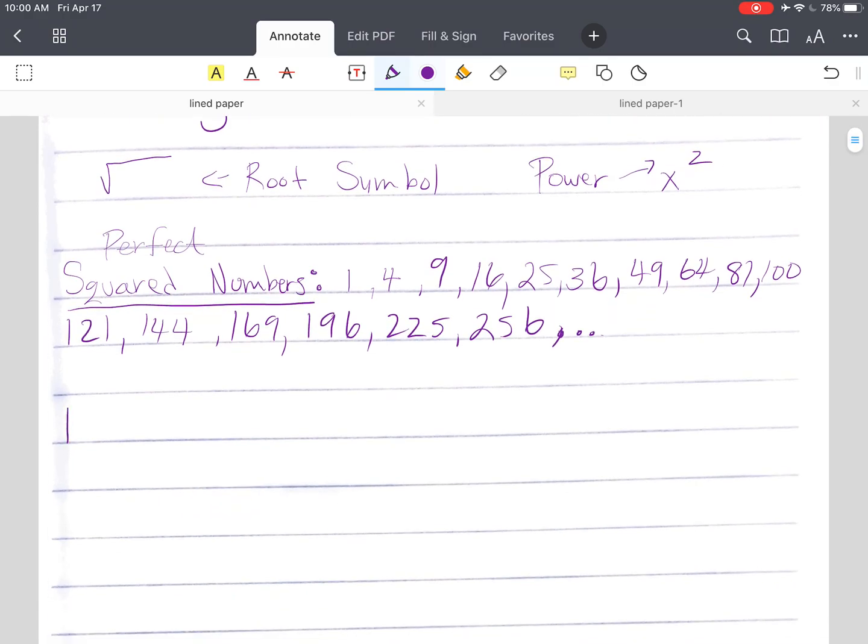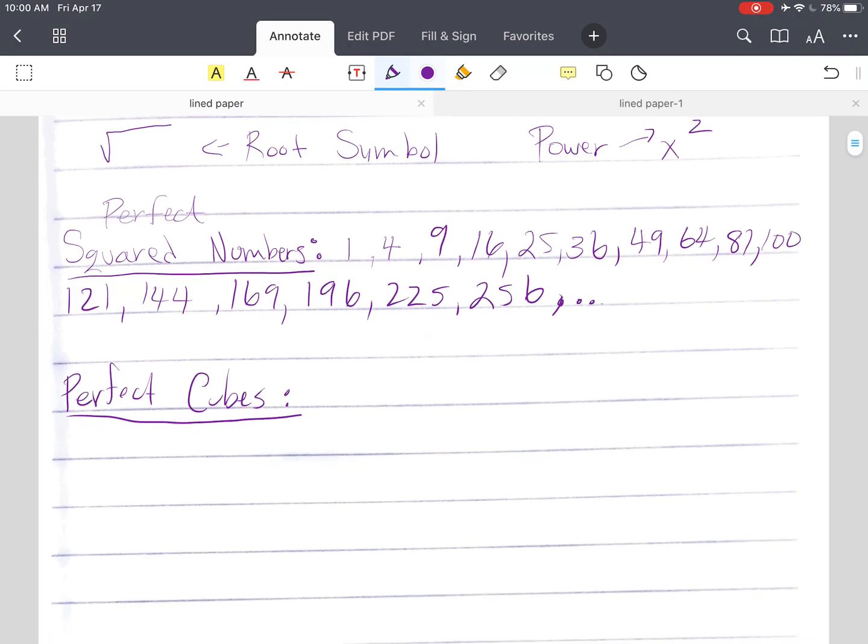While we're here, let's go ahead and think of perfect cubes, okay? Similar reasoning, a perfect cube is a number that when you multiply it by itself 3 times, it equals that number. So for example, 1 is a perfect cube because 1 times 1 times 1 is 1. Oh God, what did I just write? 2 times 2 times 2 is what? 8. 8 is a perfect cube.